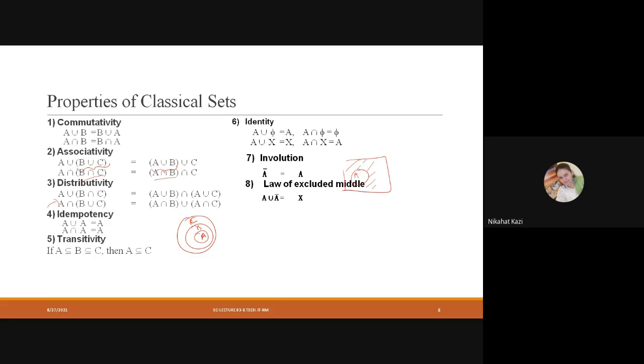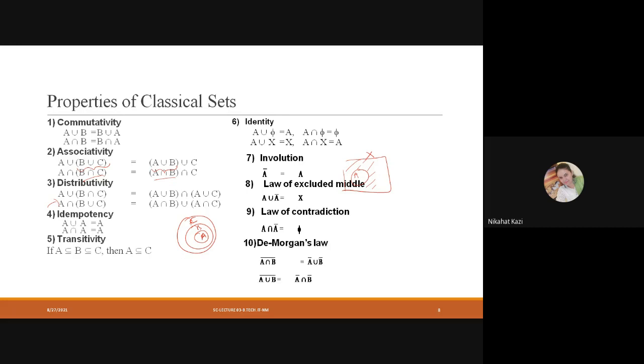Law of excluded middle. So what is the law of excluded middle? A union A complement is the same as the universe of discourse. This is the universe of discourse X. Right? If you take the union of A with A complement, you will get the universe of discourse. And if you take the intersection of A with A's complement, then you will get the null set. Okay.